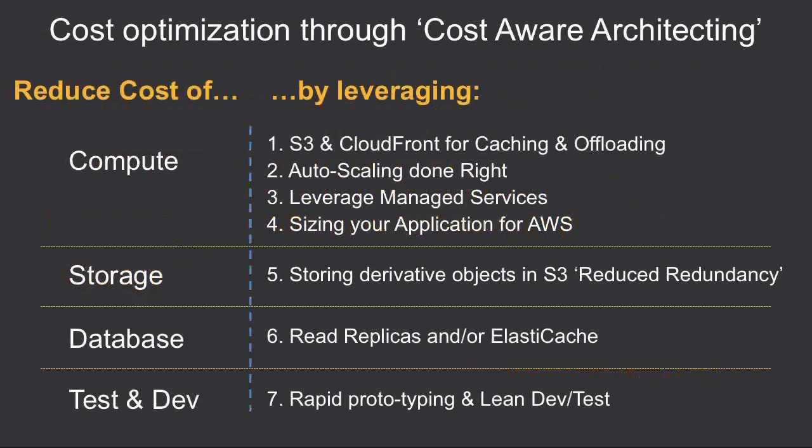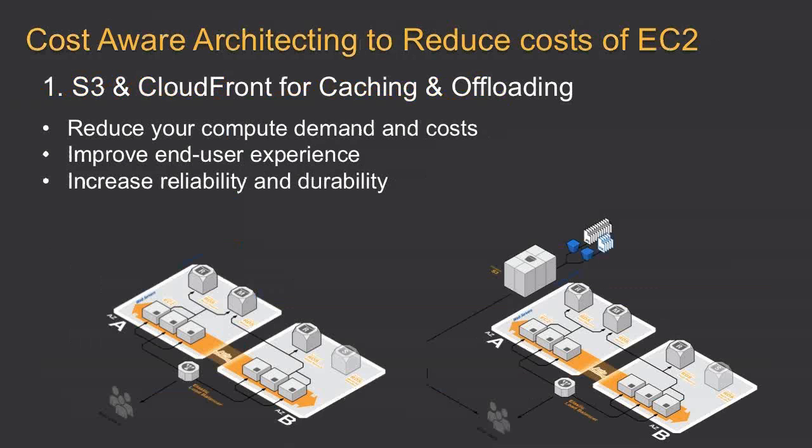First of all, when it comes to compute, we've got different things that we can do for caching and offloading. We can take advantage of auto-scaling. We'll talk about some managed services. And then you actually have to size your app for AWS. Then we've got some techniques for storage. There are some options there that you can use to save money, database, and also how can you take advantage of test and dev. All right, so let's dig into some of these goodies.